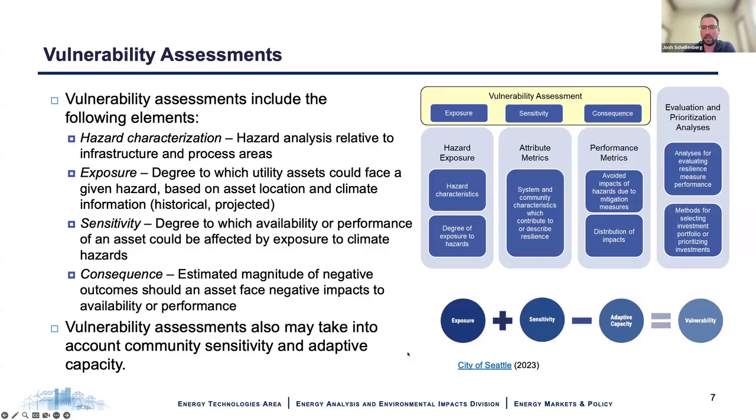And so what you can see here at the bottom right is a common framework for thinking about vulnerability assessment. This was from the city of Seattle vulnerability assessment from a couple of years ago, where they looked at their municipal utility as well as other infrastructure as part of the city of Seattle. And they assessed the exposure in addition to the sensitivity, and then you're kind of minusing that adaptive capacity, because if certain assets or communities have a large amount of adaptive capacity, that makes them less vulnerable. And so that high level equation is what gives you the vulnerability assessment. And this is the common framework that you see that ties back to the IPCC approach, or the Intergovernmental Panel on Climate Change, that has been around for quite a few years now.